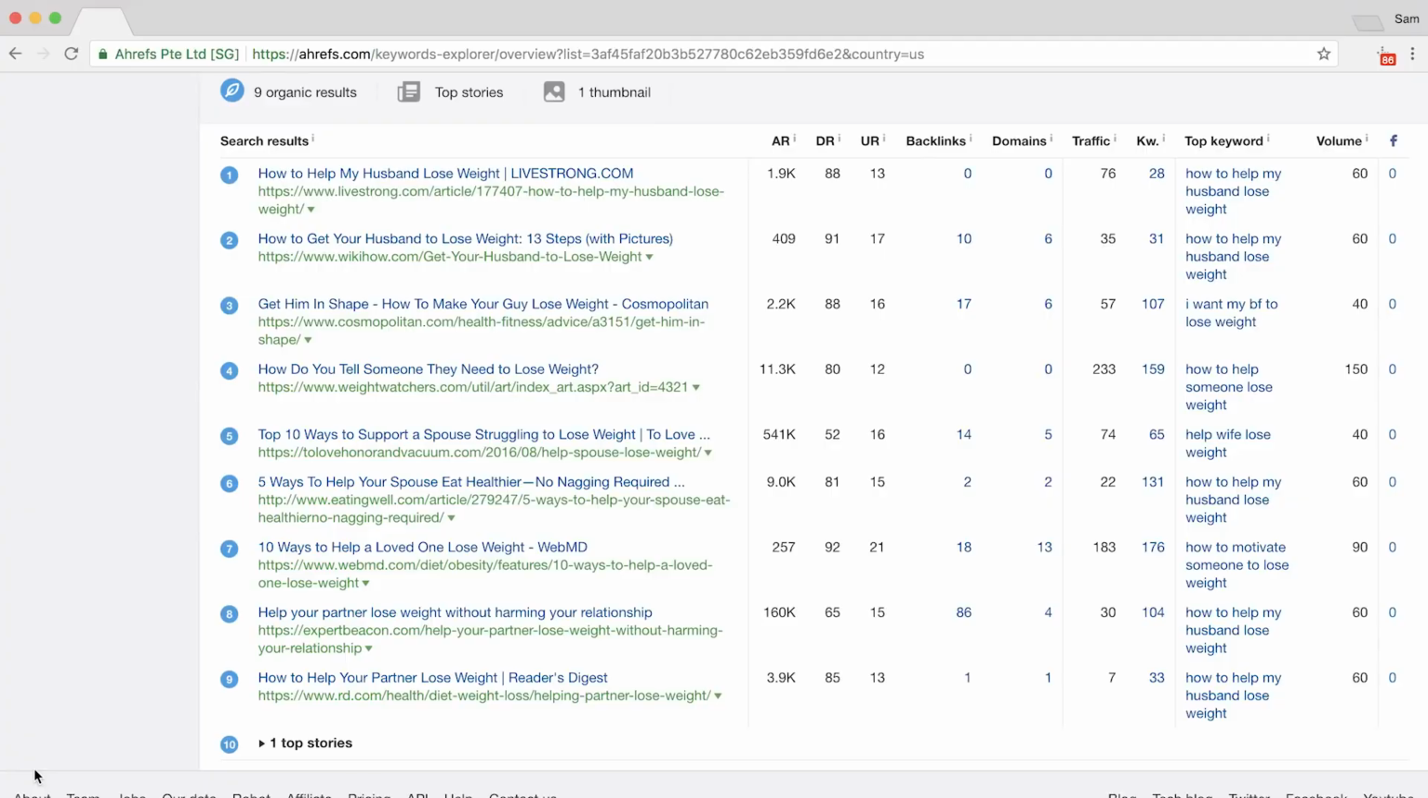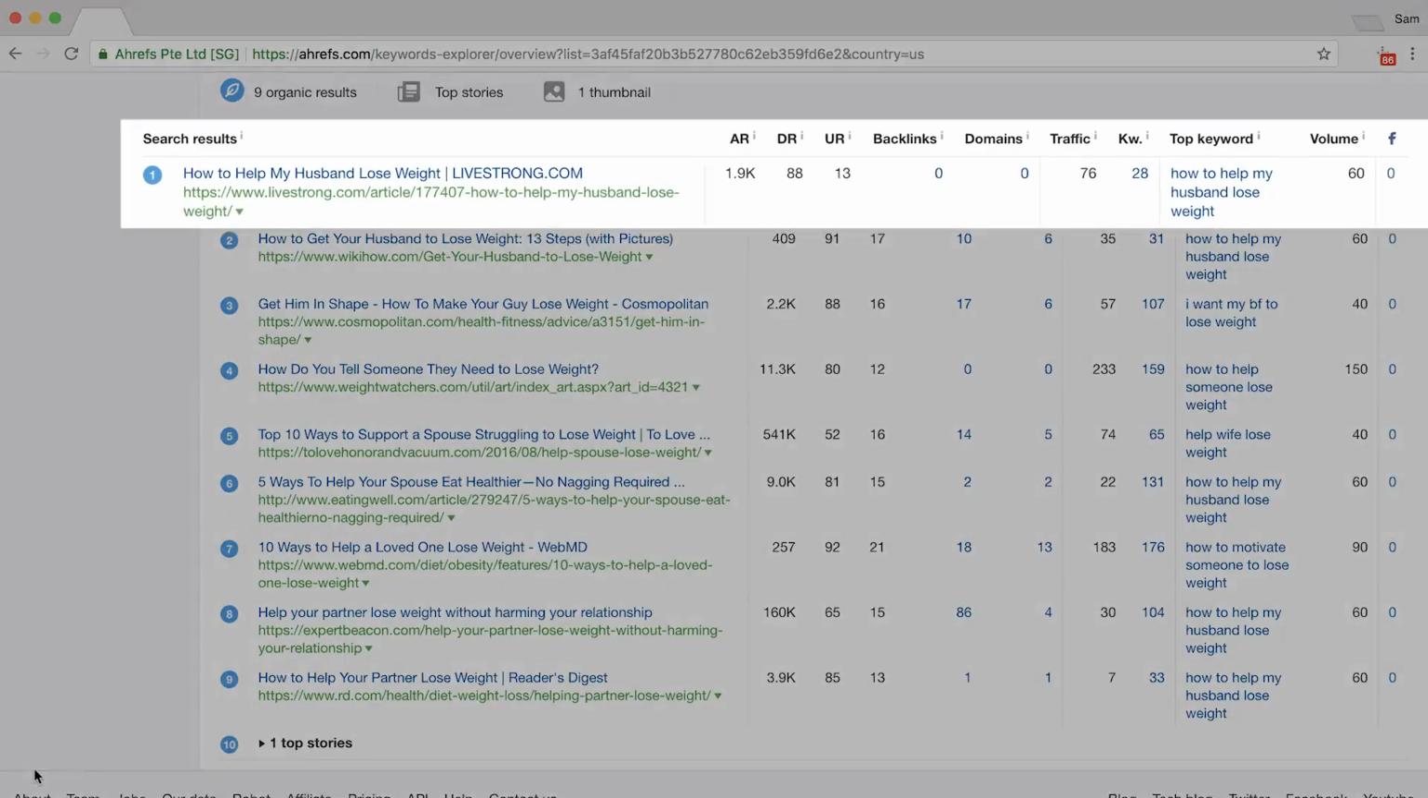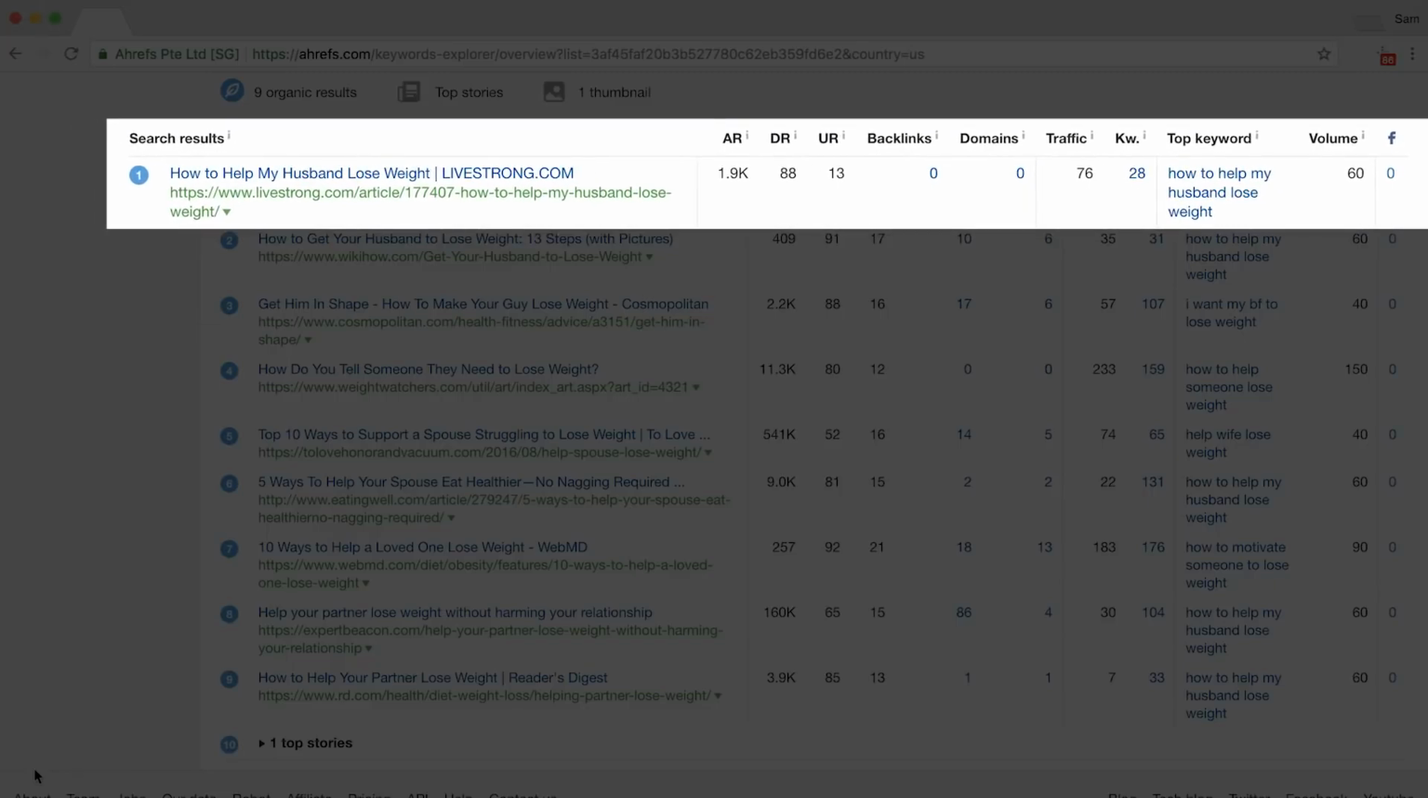The not so obvious reason is that you can still generate tons of perfectly relevant traffic if you rank for 20 to 50 long tail topics. For example, if you look at the SERP overview for the keyword, how to help my husband lose weight, which is a good example of our so-called topical long tail keyword, you'll see that the top keyword has a search volume of 60 and the page gets 76 search visitors per month. And to put the cherry on top, the ranking page has 0 referring domains pointing at it. So it's likely a low competition keyword.